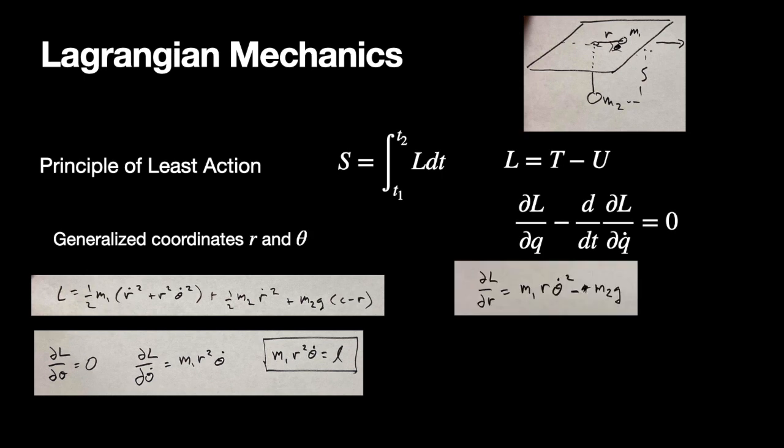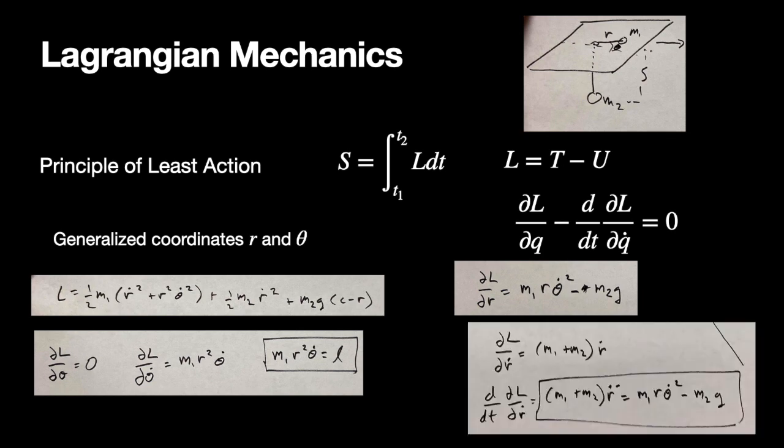Now if I do the same thing for r, I have to take the partial of L with respect to r, and I get that. And then I take the partial of L with respect to r dot and take the derivative. Boom, I get these 2 equations. Okay, so again, I flew through that. I even skipped some steps in the last video I did, but it's more detailed. So that's where we are.